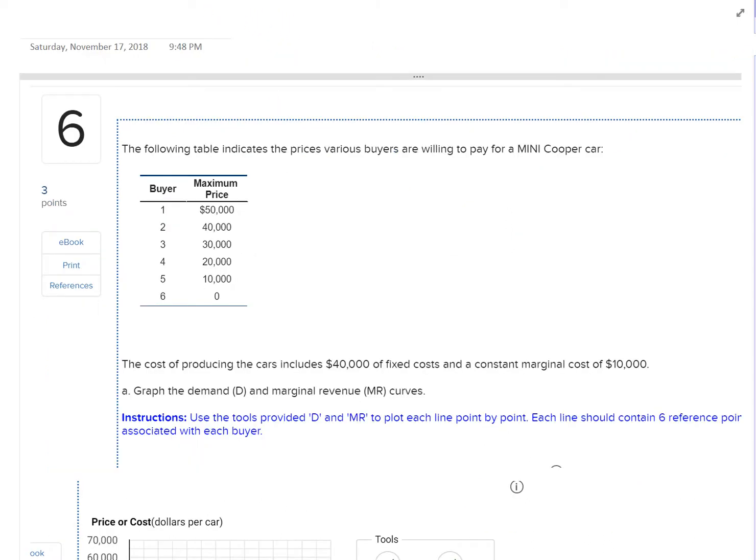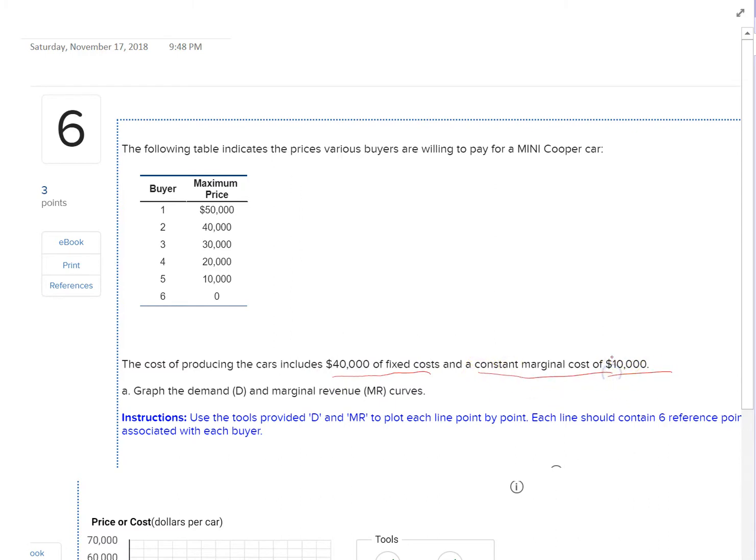Okay. Number 6, more graphing. This one is going to look at the idea of maximum price and consumer surplus, but rather than that, we're going to look at costs and revenues and then profits from that. So here we go. We've got some information. This is what buyers are willing to pay for a Mini Cooper. And the cost of producing cars is given to us here. It's $40,000 the fixed cost, and marginal cost, constant, meaning that they are always $10,000 for each car that's made.